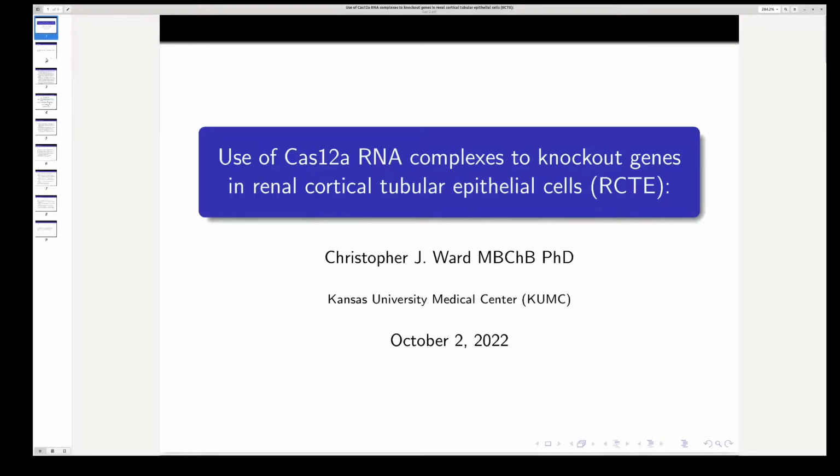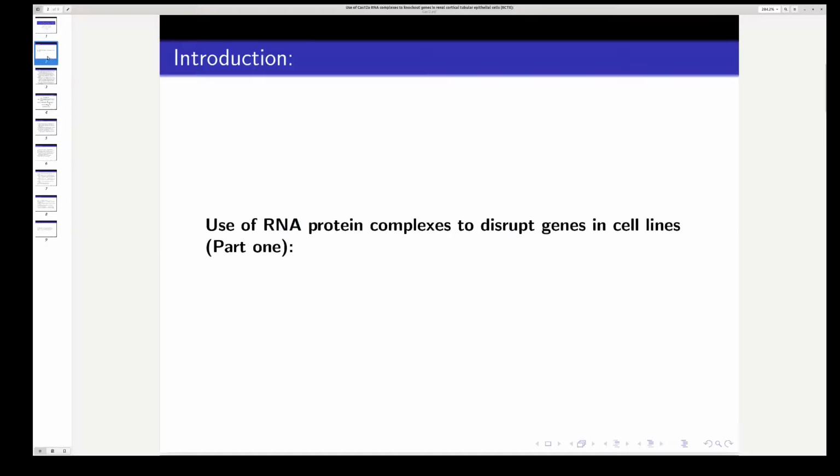So what are we actually going to do? We're going to use the RCTE cell line because it's immortalized and it grows very well, and it's easy to electroporate, and of course it makes our proteins. And this talk is going to be in two parts. The first part will be dealing with the technicalities, and the second part will be dealing with the analysis of the clones that we get.